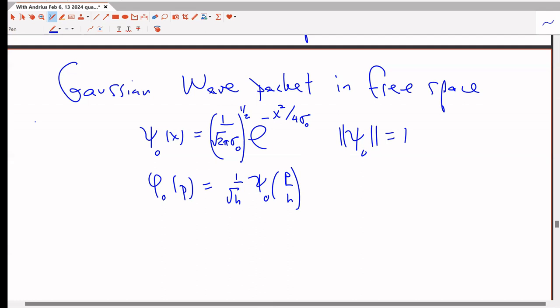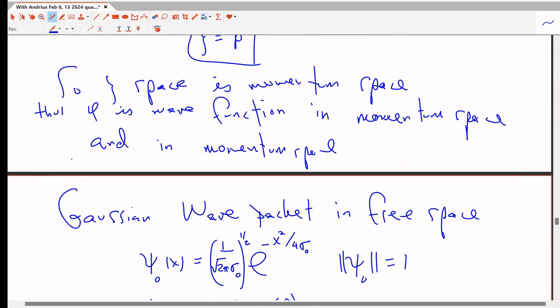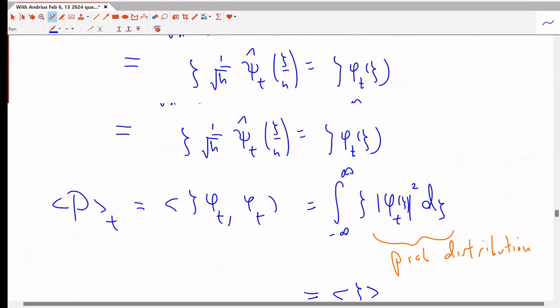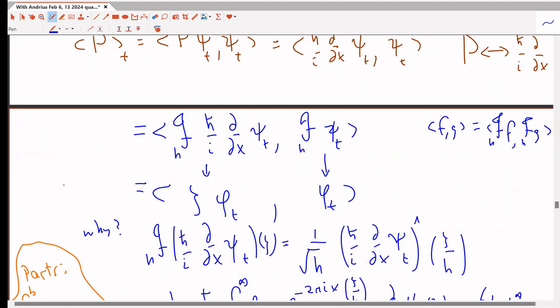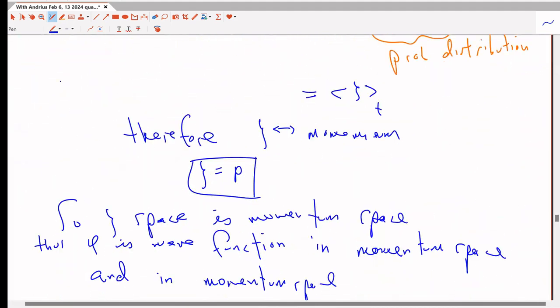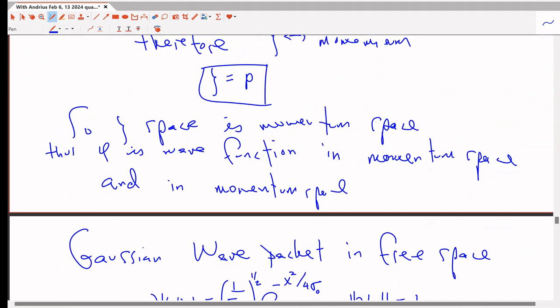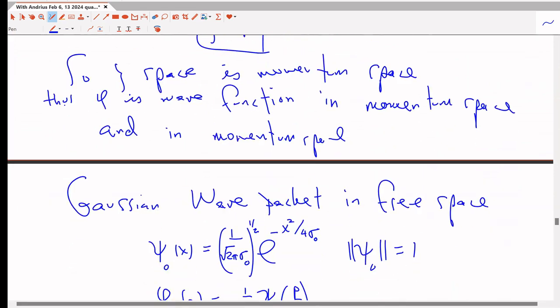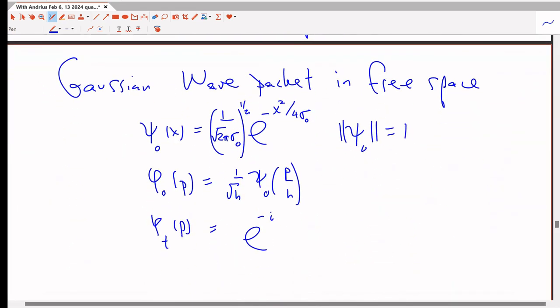But that means that phi sub p of t is just equal to our exponential e to the minus i, and I have to remind myself it's p squared. What are the ingredients here? Where is it? And this t is the dispersal part. We're starting at zero, but then we're going to t.